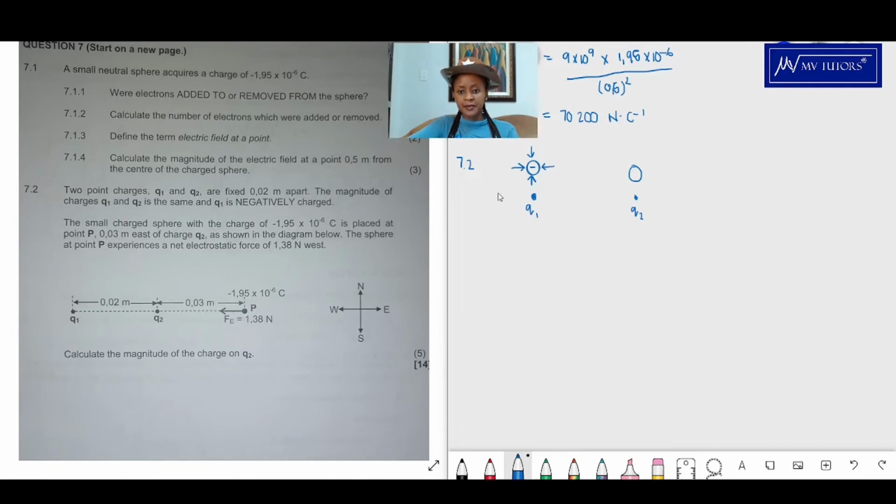Okay, so we have a sphere here as well. We know the charge there is negative. Okay, so again, if you were to draw the electric field lines, they're all going in. Okay, and then they tell you that, so we already know the charge there, right? It's negative 1.95 times 10 to the negative 6, but they tell you that the net electrostatic force is 1.38 west. So west is this direction. So we have 1.38 Newton. So I'm going to take west as negative. Okay, so if they say west, then it's negative.